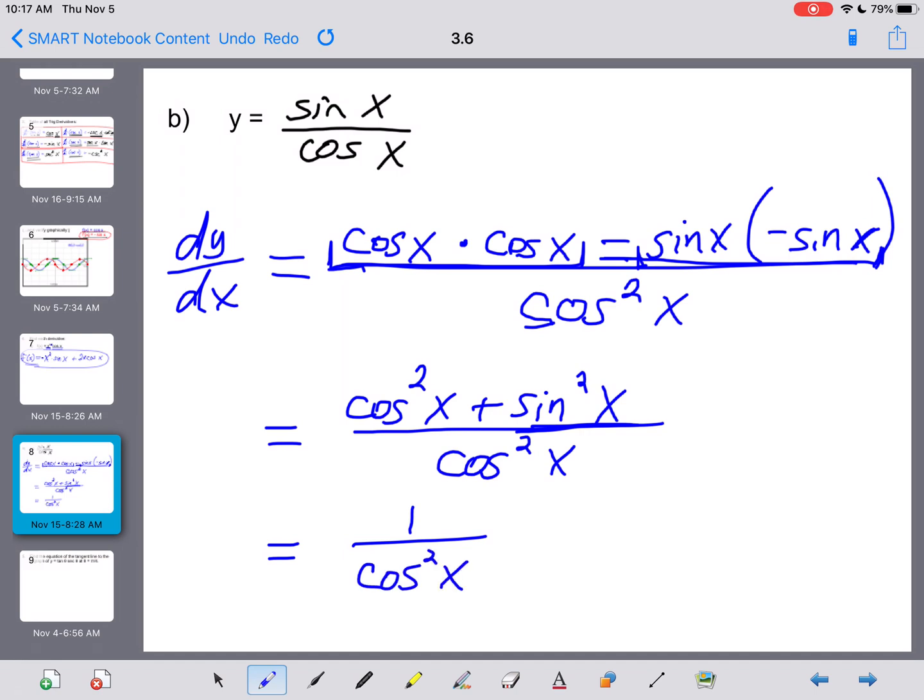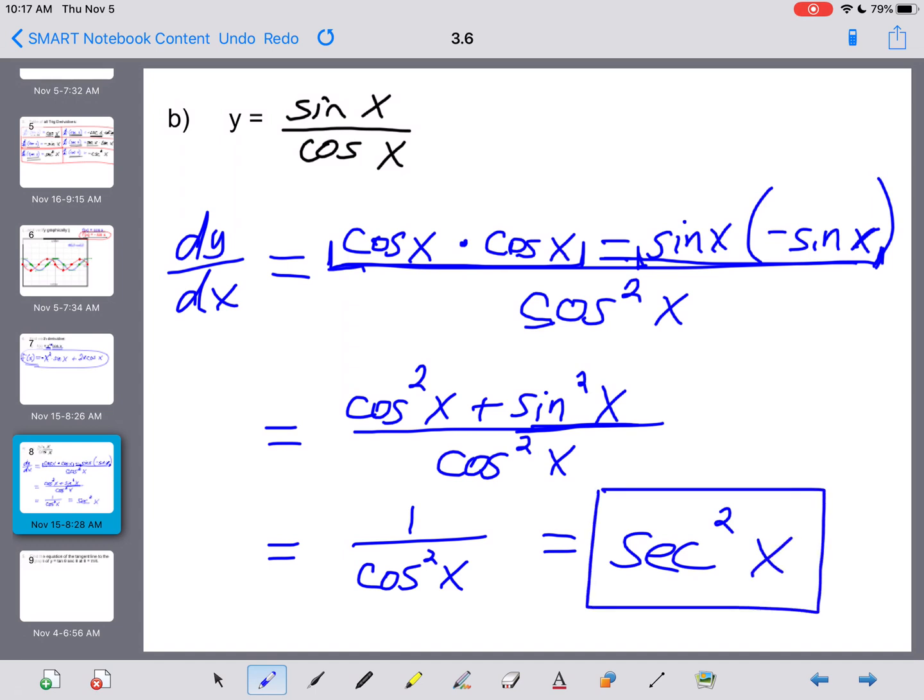And now what I'm hoping you guys recognize is that 1 over cosine squared of x is the very definition of secant squared of x. And that's not going to simplify any more than that. That, everybody, secant squared of x is the derivative of sine of x over cosine of x. But I don't know if you guys recognize it or not.